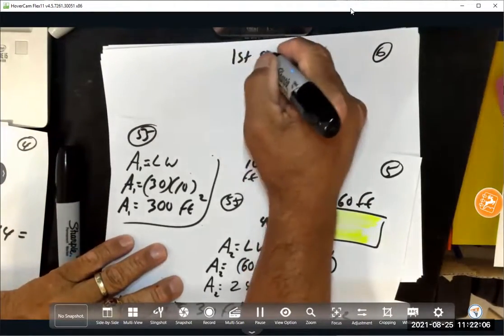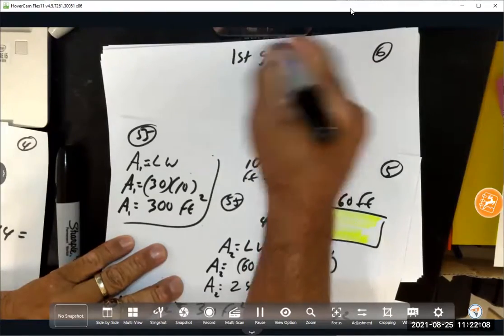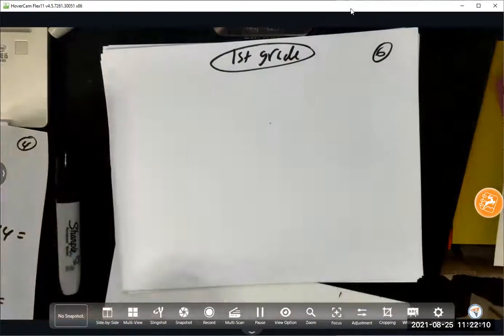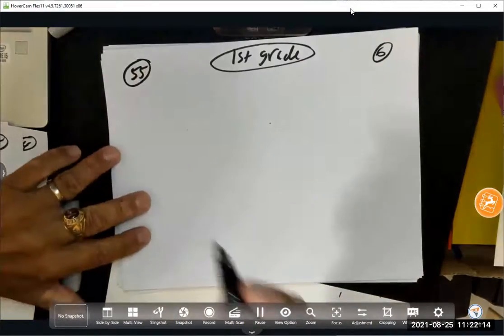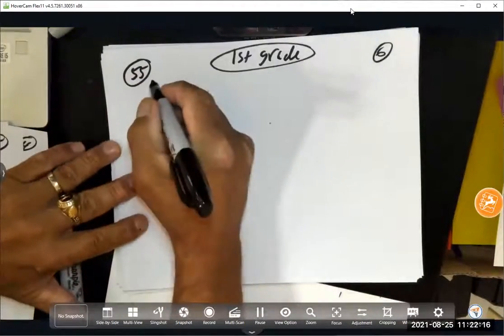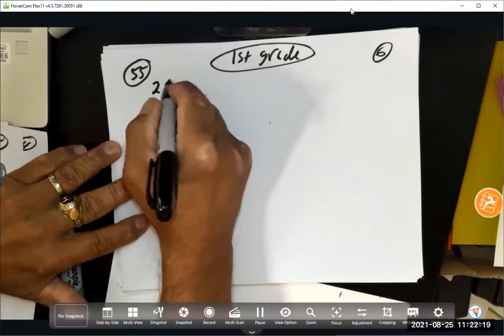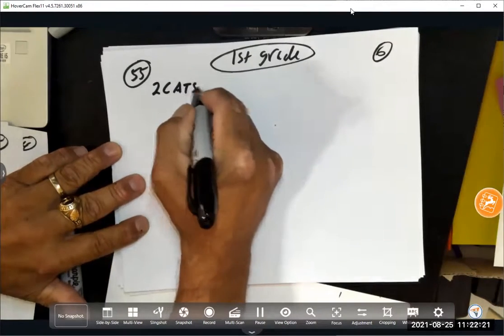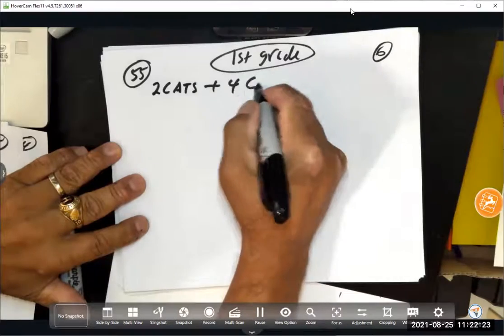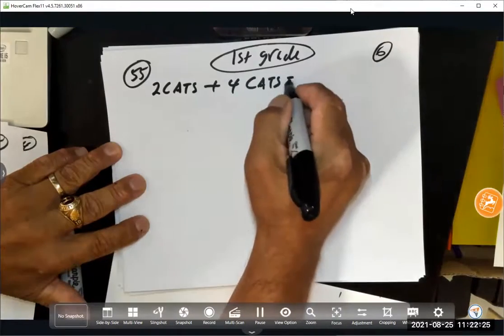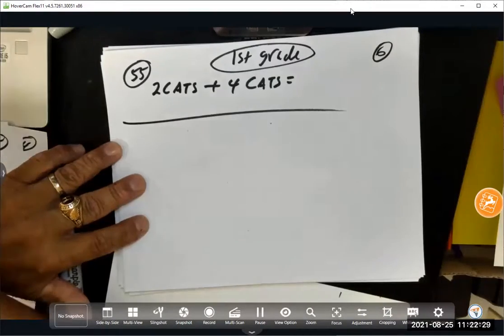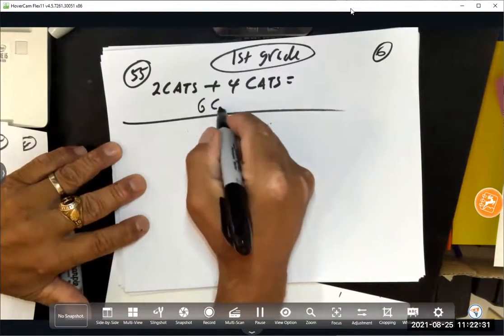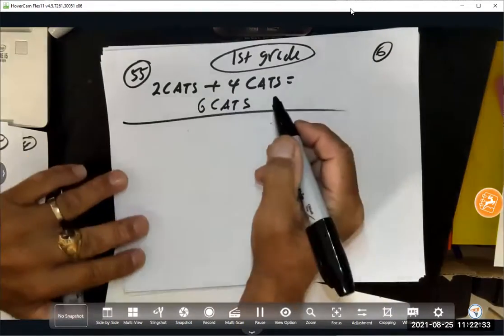So now I'm going to go back to something that you did, I don't know, first grade or something. First grade, okay? This is like fifth grade again. All right. So let's say your teacher says, I have 2 cats that live inside my house, and I also have 4 cats that live outside my house. So together, how many cats do I have? 6 cats. So I added the cats and the cats, right?